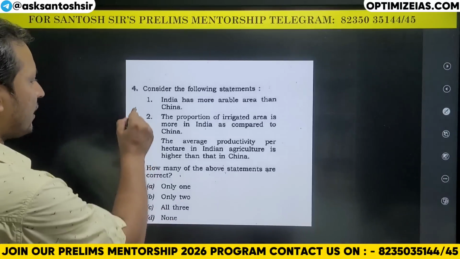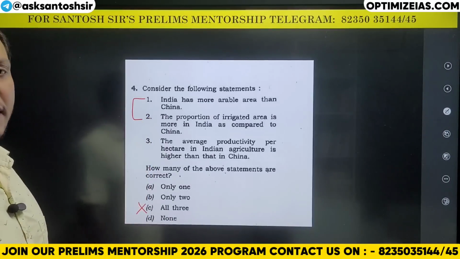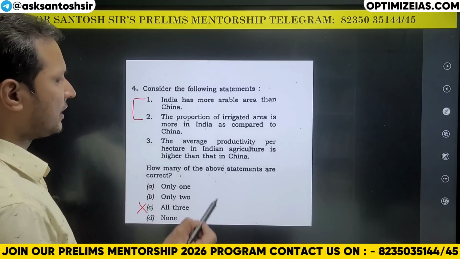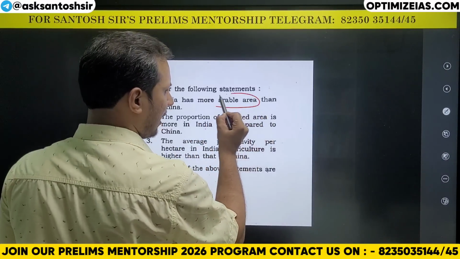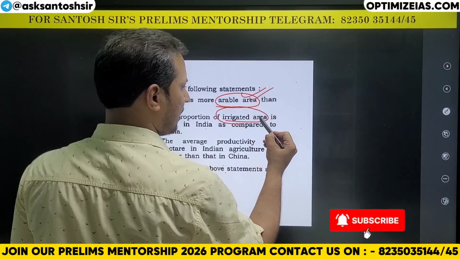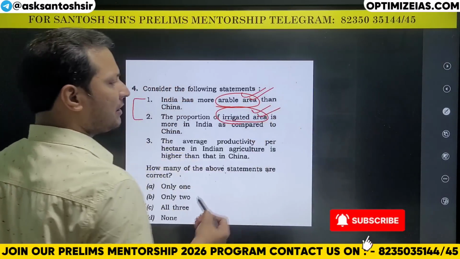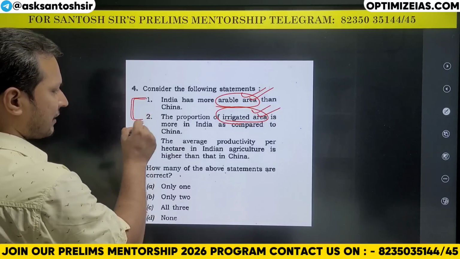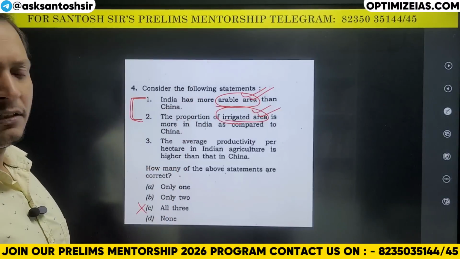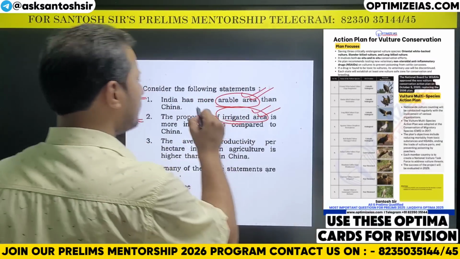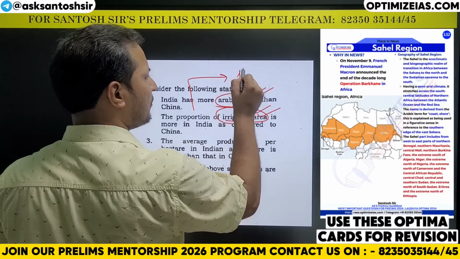Now we are left with these two statements. If you carefully read these two statements, you will see one pattern. Both these statements are about area. One is talking about arable area and the other is talking about irrigated area. Whenever such types of statements are there one after the other, you can just take it for guarantee that only one statement out of them will be correct.